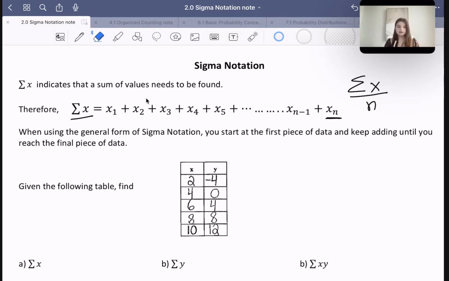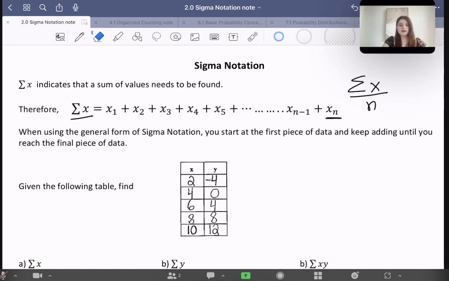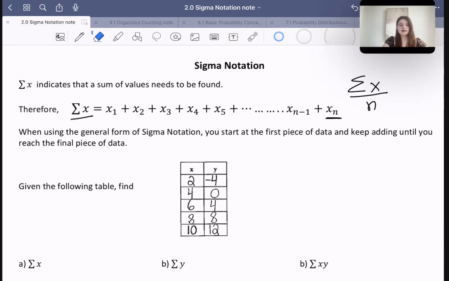Let's jump into that. So sigma is a Greek letter. It's this Greek letter right over here. Okay, so it's a Greek letter. And basically, sigma means that a sum is to be found. So whenever you see sigma, think sum. Okay, because that indicates that a sum of values needs to be found.